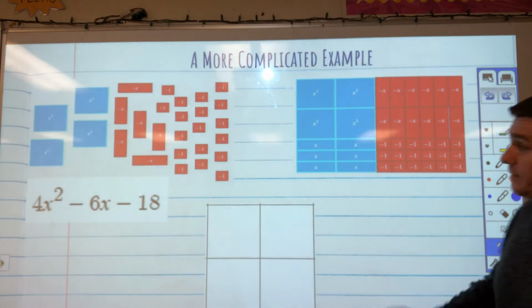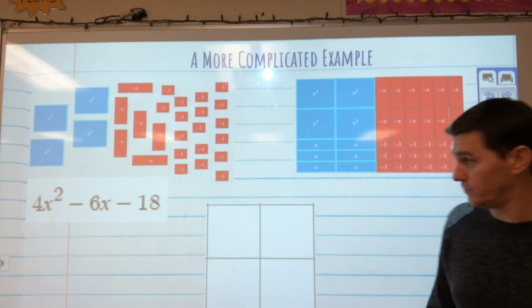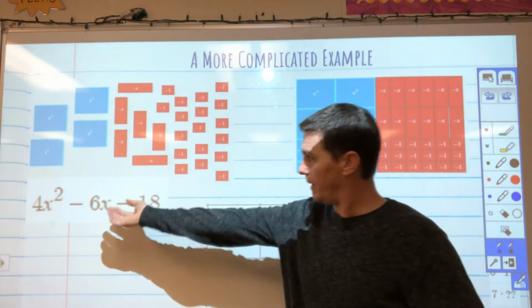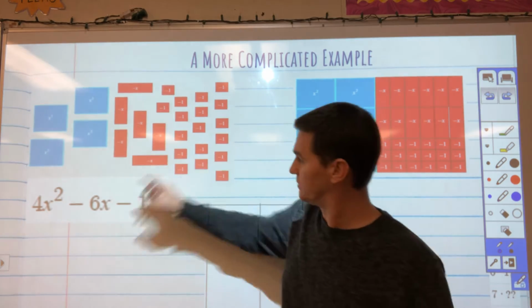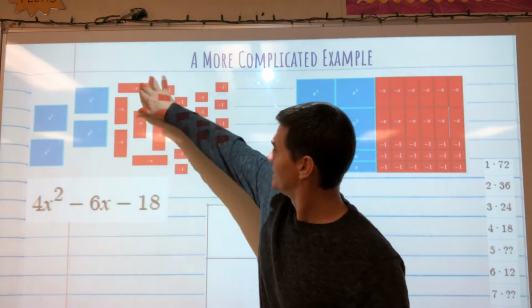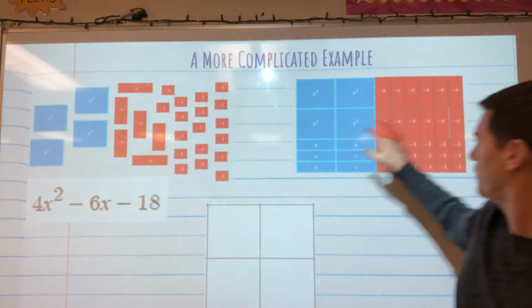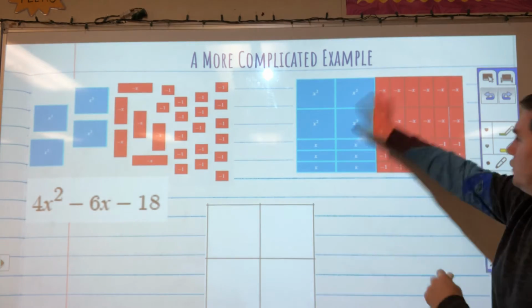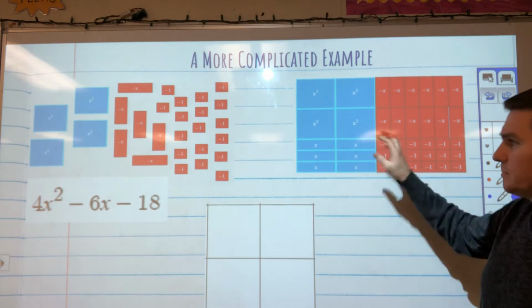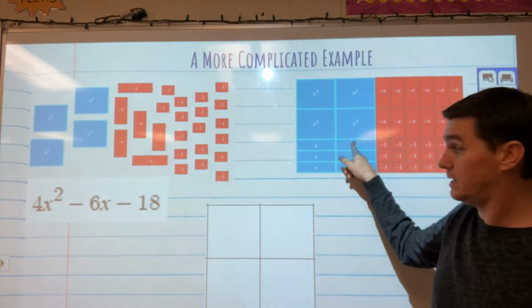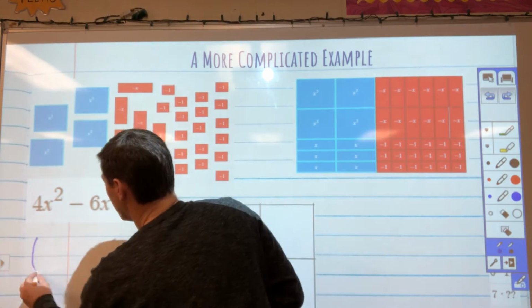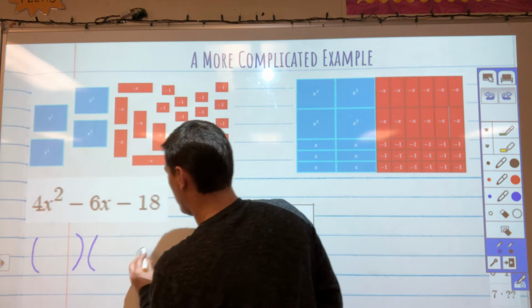All right, now let me give you a more complicated example because we know math gets a little bit harder. So here I've got a bunch of pieces, 4x squared. I've got 6 negative x's and then negative 18. And if I arrange them in a nice, neat rectangle, it looks like this, which is fantastic. But how do we get from here to here? How do I rewrite this as a product?